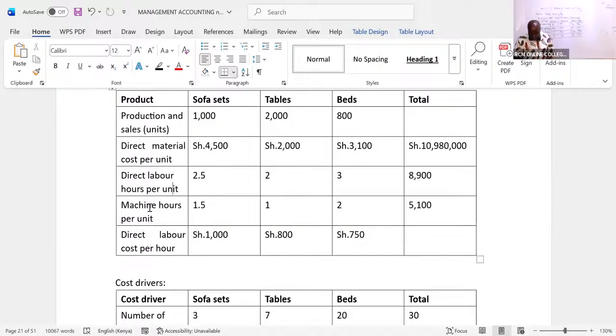So they give me the per-unit machine hours. The first one will be 1.5. Are you able to see so far? It's 1.5 machine hours, but because that is for 1 unit, times what here, somebody? 1,000.